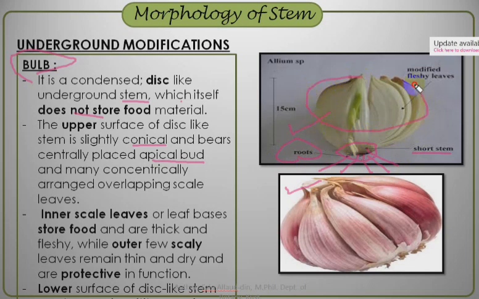The upper part from this region here, you can see, this is an apical bud, and the property of apical bud is that it will possess leaves. These leaves actually do what? Store food, become thick and fleshy, and the outer few leaves remain dry and protective. Those leaves that we remove before cooking an onion are actually dry. Those are also leaves, but they are dry and protective in function. The inner part that we actually eat or cook, those are actually modified leaves.